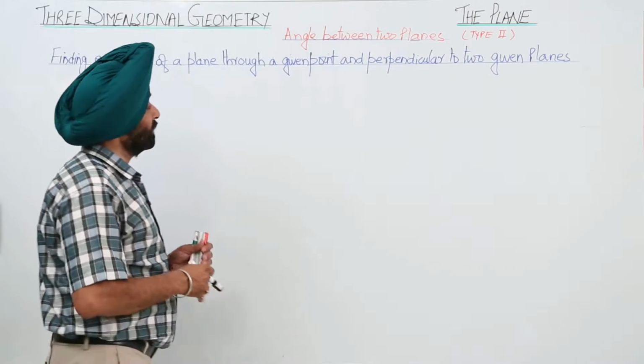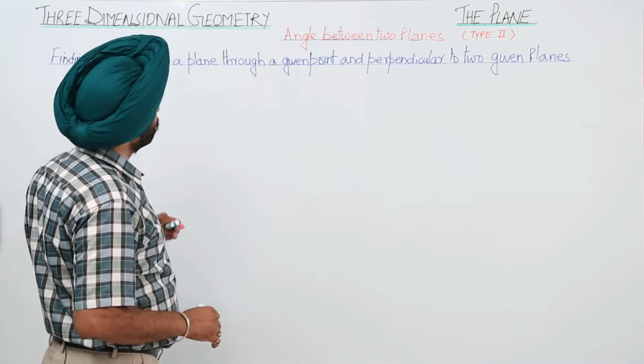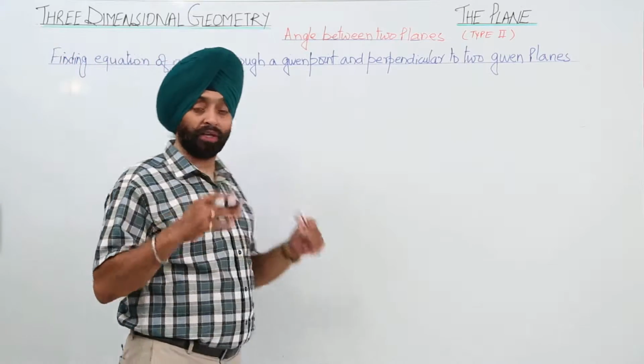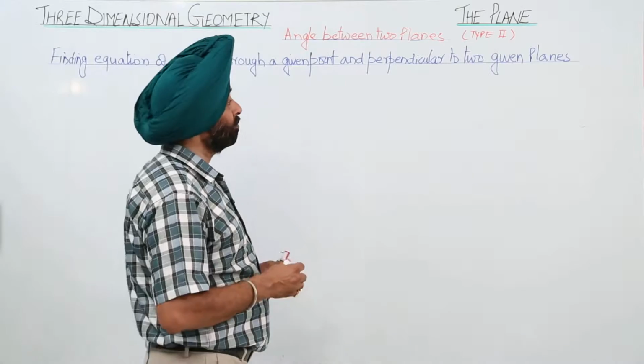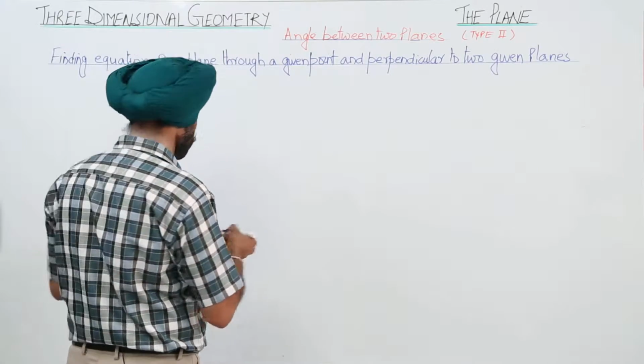Angle between two planes. Now this is type 2: finding the equation of a plane through a given point and perpendicular to two given planes. Now let's write first of all what the formula is.